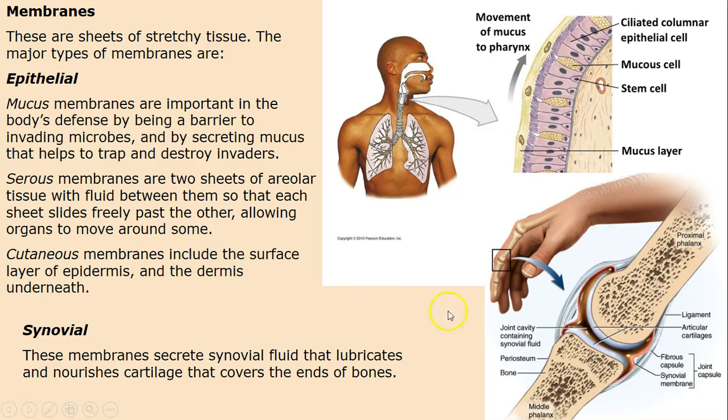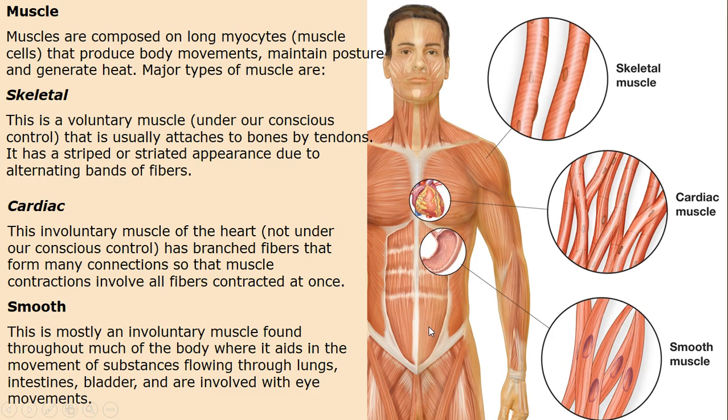Synovial membranes, let's look at the far right, are going to secrete a synovial fluid that nourishes, and this is how cartilage feeds. Okay, here's that cartilage on the end of the bone, and synovium contains all the oxygen and the nutrients that these guys need. So they can live without blood vessels, which is kind of unusual.